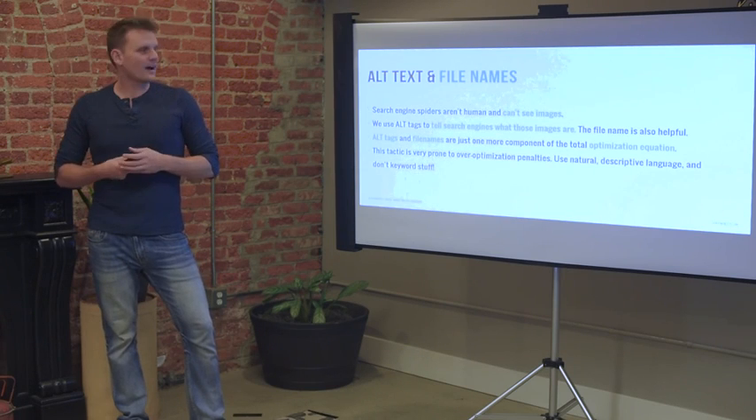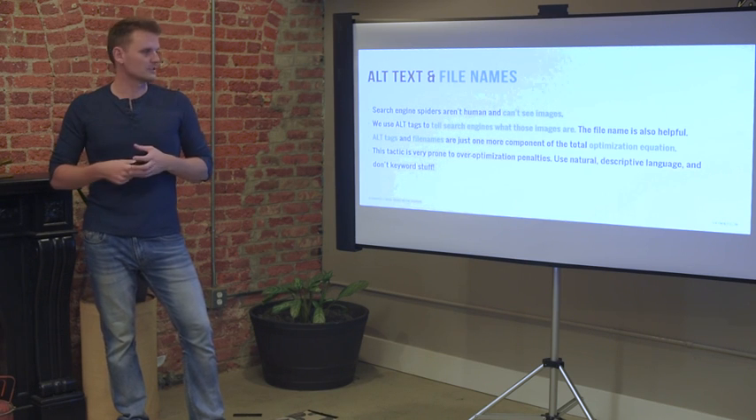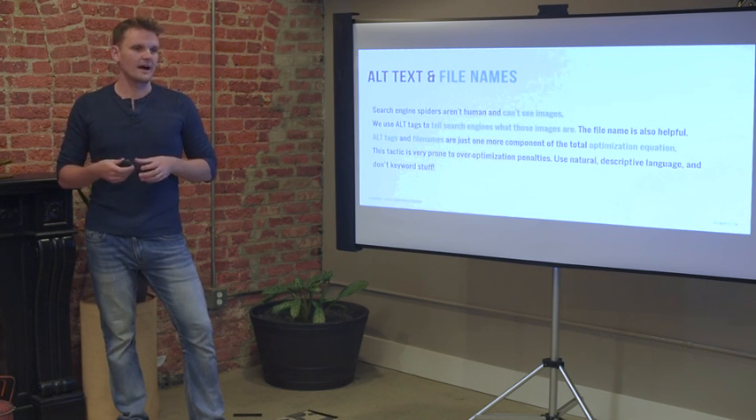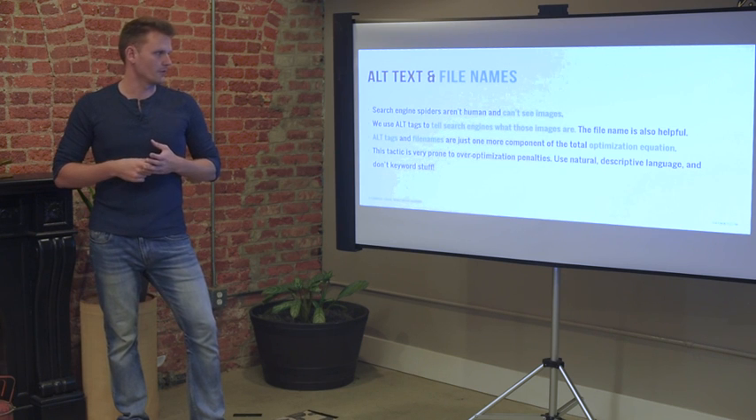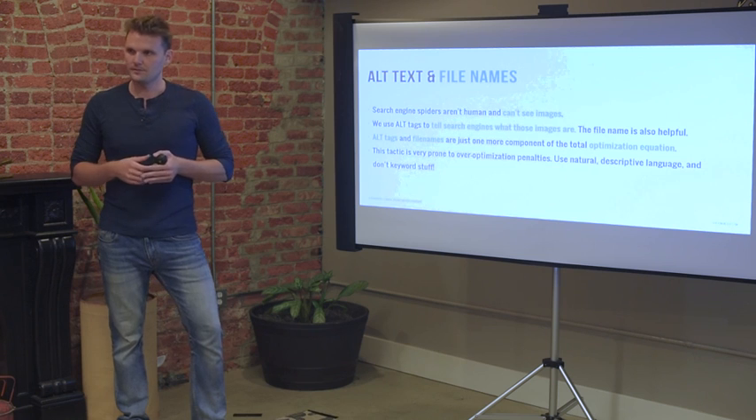So alt text and file names. Search engine spiders aren't human, and they can't see images the way that we can, right? So we use what are called alt tags to tell search engines what those images are. The file name of those images are also helpful. Alt tags and file names are just one more component of the whole optimization equation.